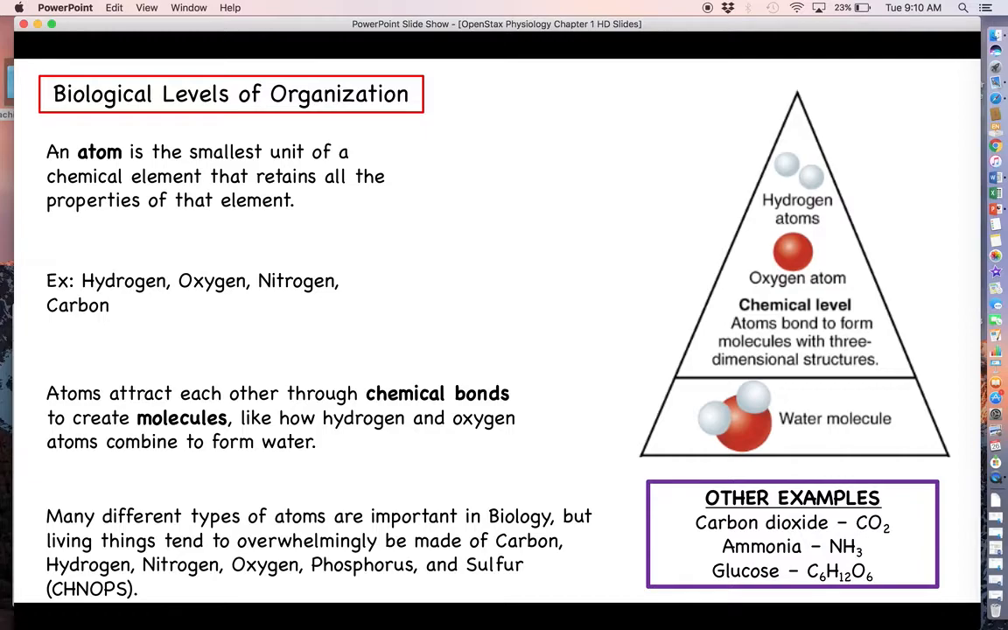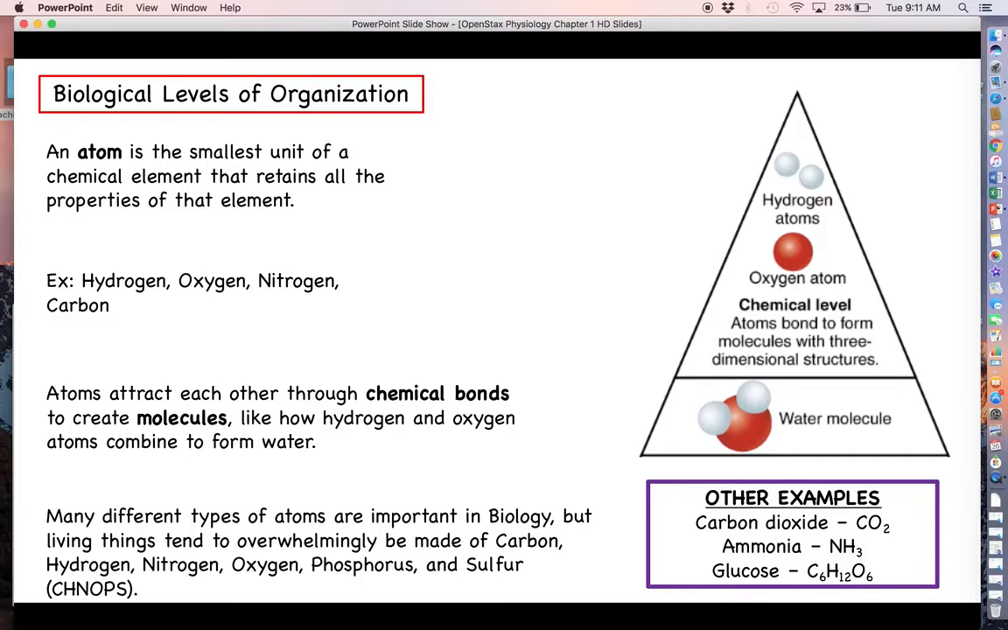And then if we're talking about molecules, water is the one example here, but there are some other molecules to be aware of as other examples. Carbon dioxide is made up of 1 carbon atom and 2 oxygen atoms bound together. Ammonia, 1 nitrogen and 3 hydrogens. Glucose, 6 oxygens, 12 hydrogens, 6 carbons.